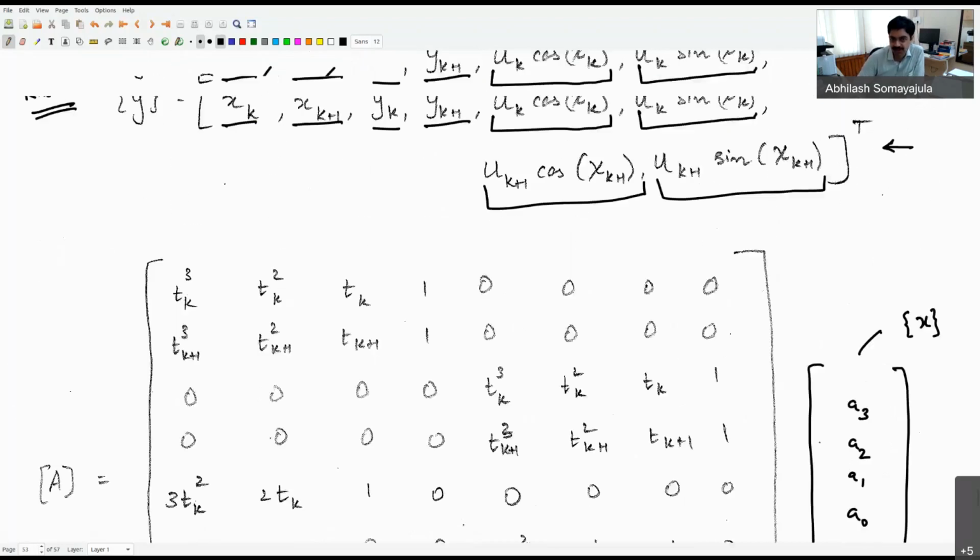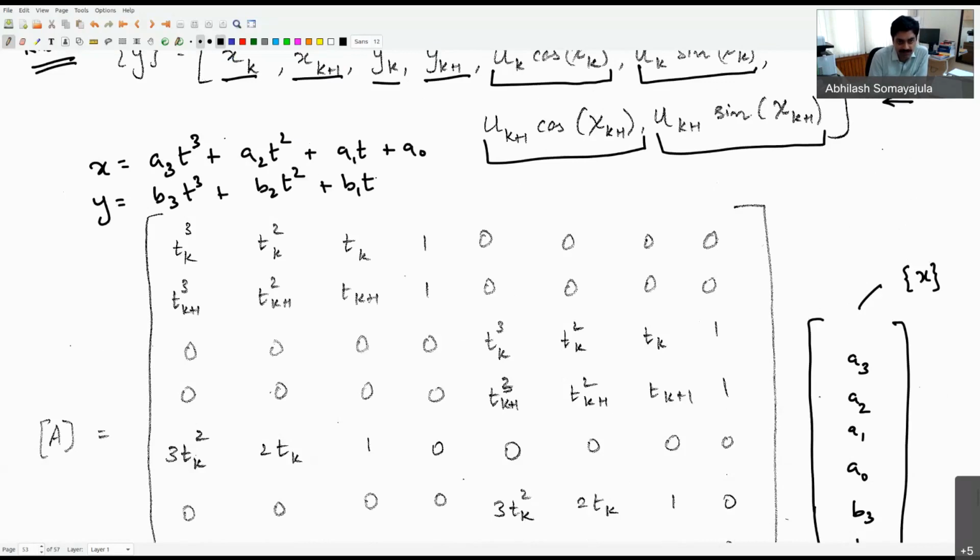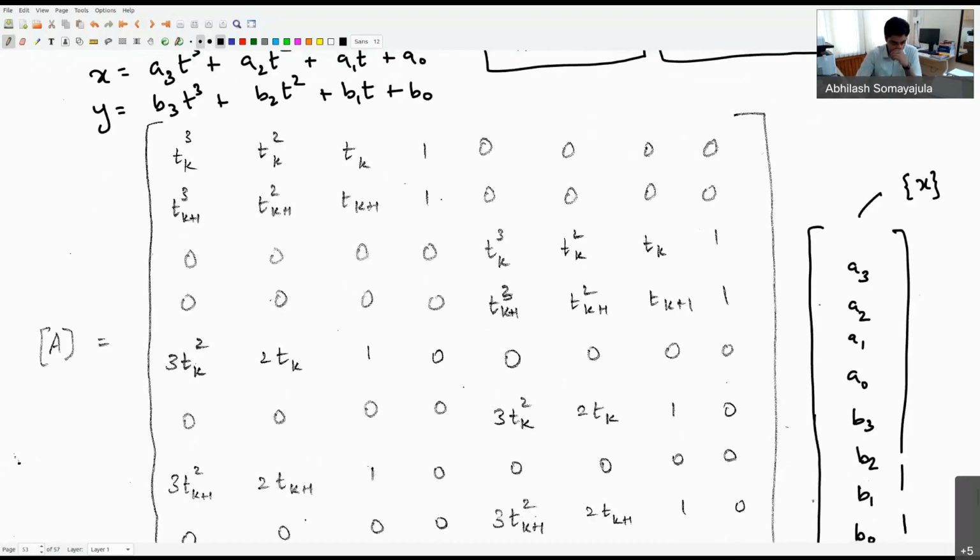So basically, I'm just formulating a cubic spline which is looking as x is equal to a3 times t cube plus a2 times t square plus a1 times t plus a0, and I'm formulating the y coordinate as b3 times t cube plus b2 times t square plus b1 times t plus b0. I want to find out these coefficients a3, a2, a1, a0, b3, b2, b1, b0. That's what I'm trying to do.